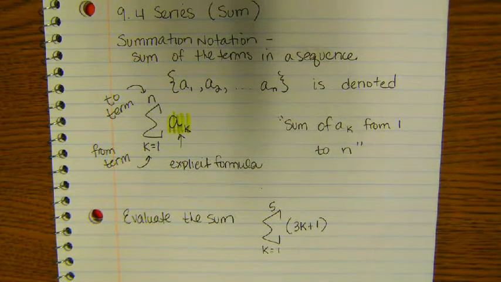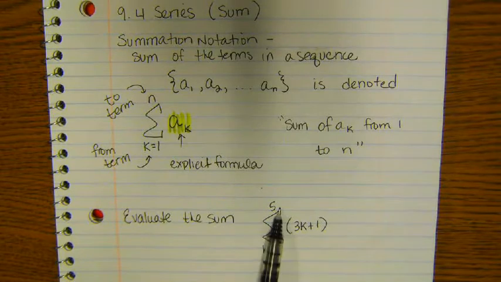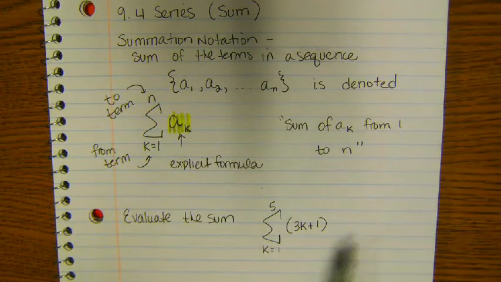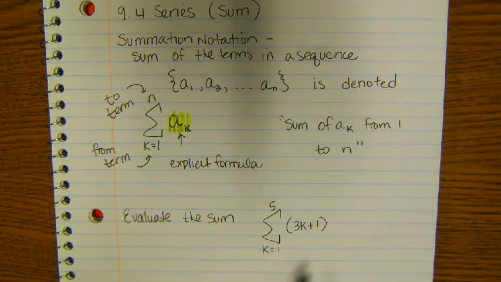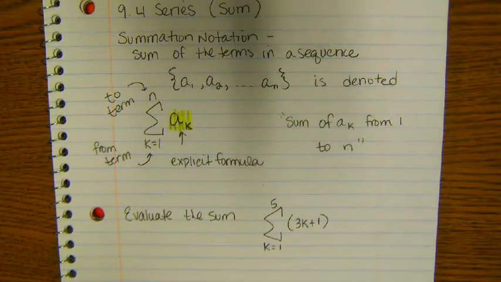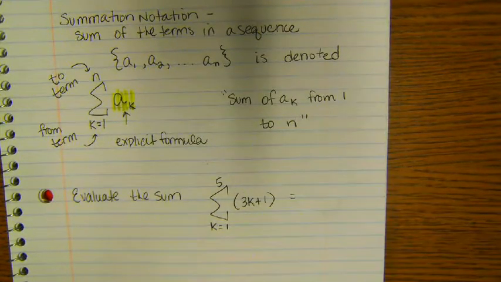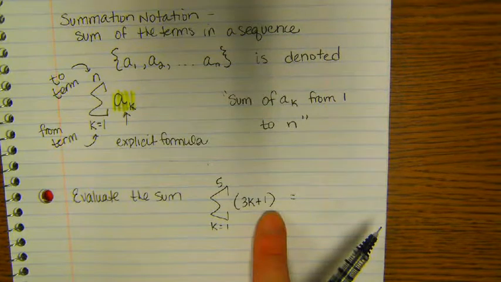Okay, so what this tells me is I'm going to find the first through 5 terms, and I'm going to add them up. How I'm going to find the terms is I'm going to do the explicit formula 3k plus 1. So what would the first term be? Plug in 1. What's the first term? 4.